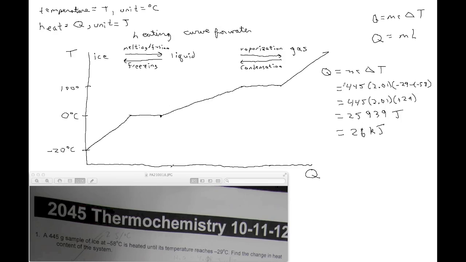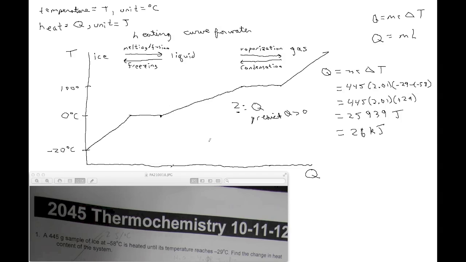Okay. So now let's make sure we're being systematic. The first step is to write a symbol for what the question's asking us. So what's a good symbol for what this question's asking? Q. And then the next step would be to get a prediction. What could you predict before you started doing any calculations here? That Q would be positive because you're increasing the temperature from negative 58 to negative 29 degrees. That's right. So that would be a good thing to do from the start.